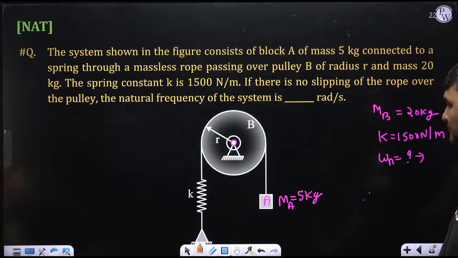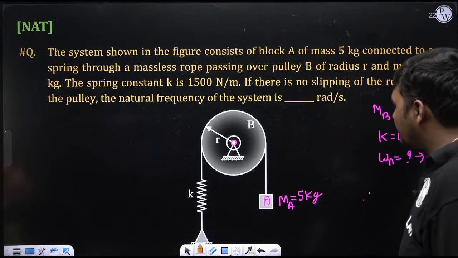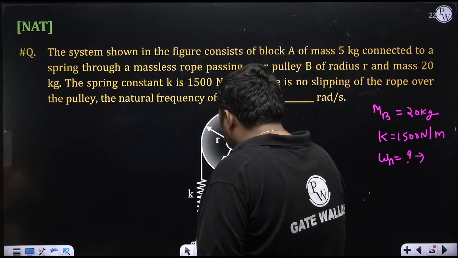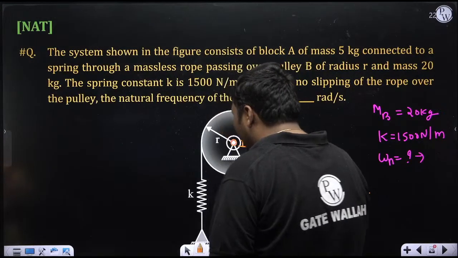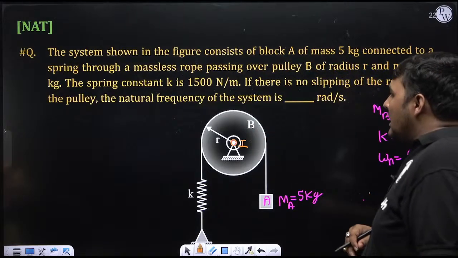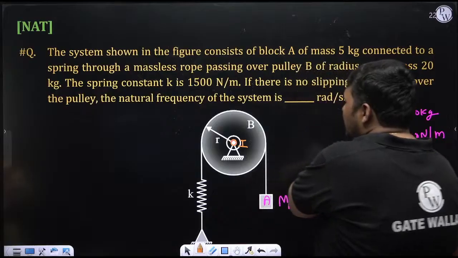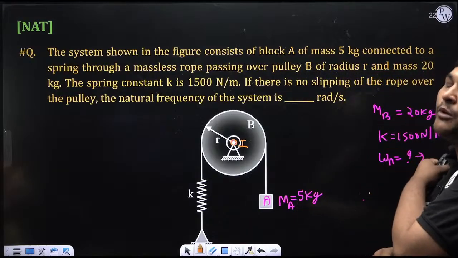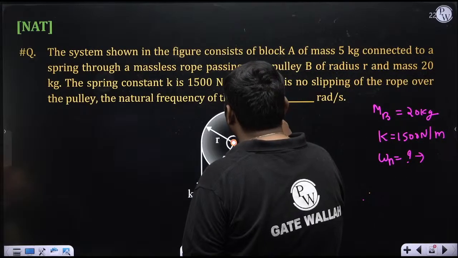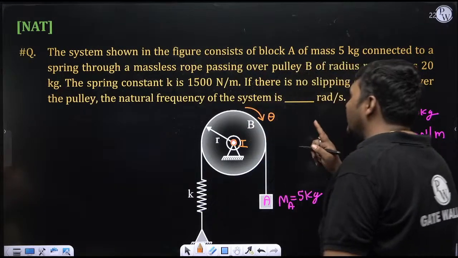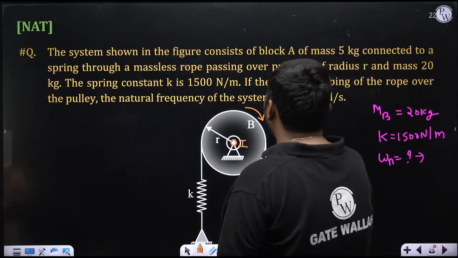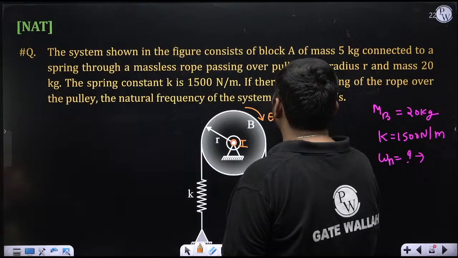Now see, I am talking about this pulley. The pulley is hinged at the center, so this is the center of the pulley. Now suppose I take any position in which the pulley has rotated by angle theta from its mean position during vibration. I am taking theta as clockwise. If you want to take anti-clockwise, you can take anti-clockwise, it is your will. Right now I have taken theta as clockwise, so the angular velocity will be theta dot and the angular acceleration will be theta double dot.